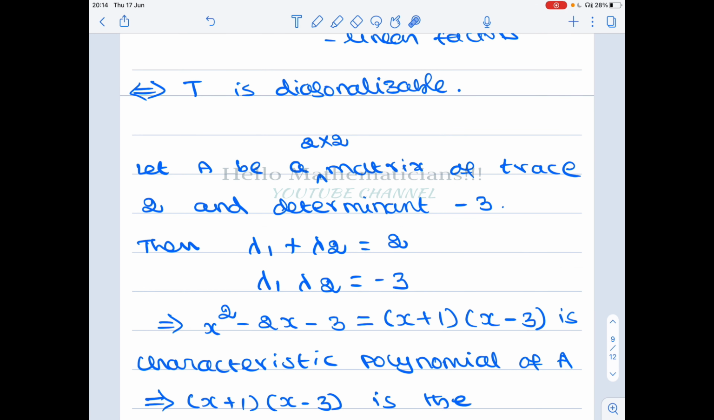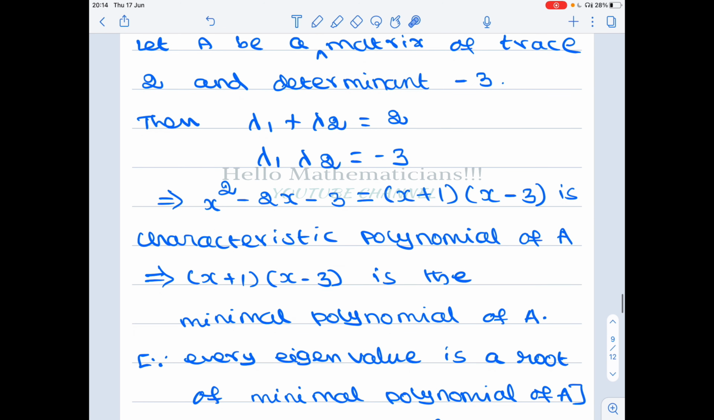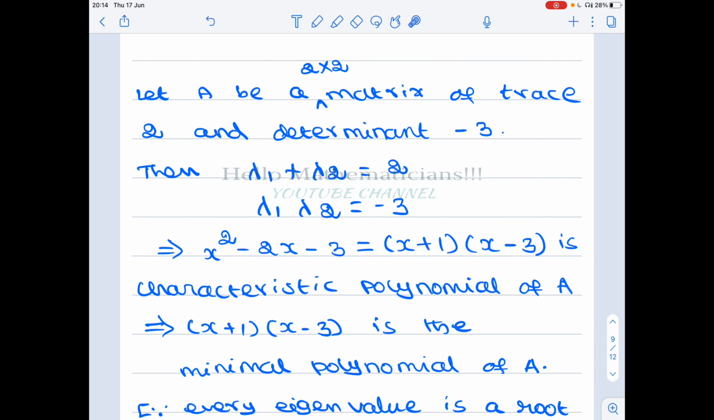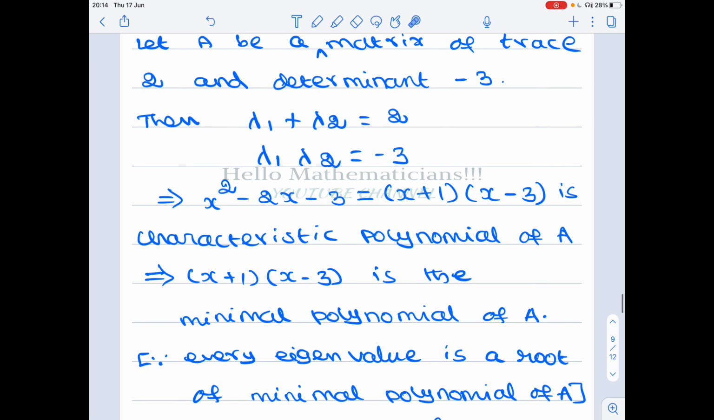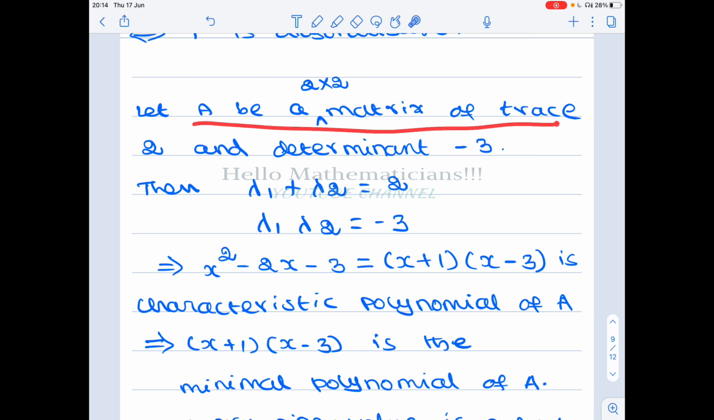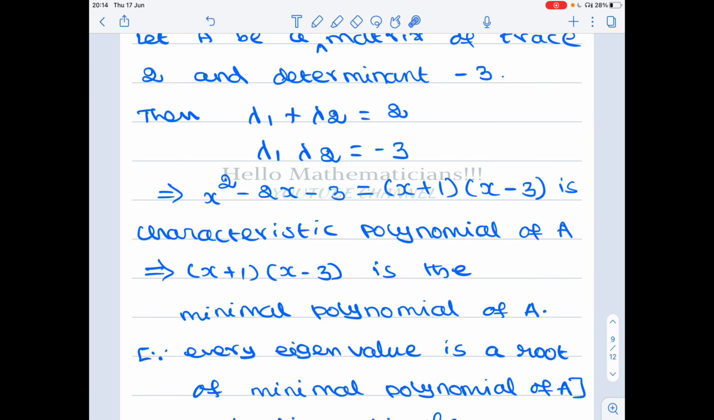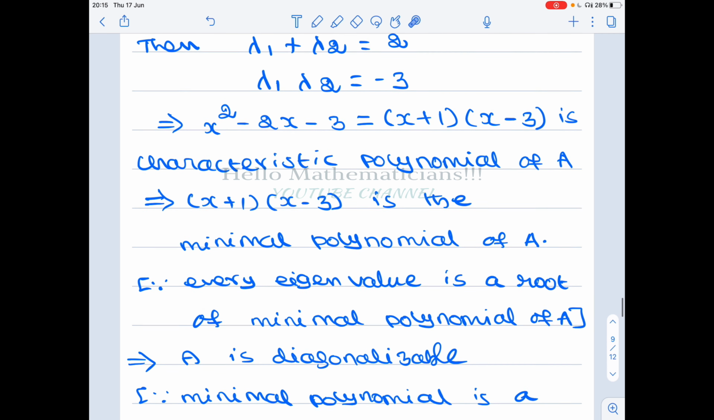It is given that A is a 2 by 2 matrix of trace 2 and determinant minus 3. The trace is the sum of the eigenvalues and the determinant is the product of the eigenvalues. So we get x square minus 2x minus 3 as the characteristic polynomial of any matrix A satisfying this condition. But this polynomial can be factored like this: x plus 1 into x minus 3.